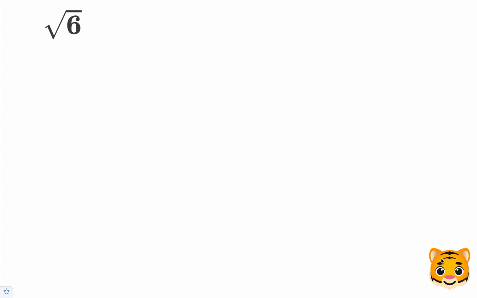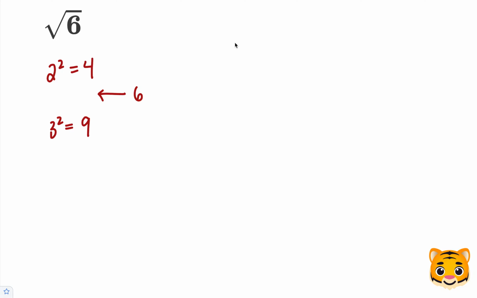In this example, we will be evaluating the square root of 6. To do this, we want to look at perfect squares nearby to 6. For instance, 2 squared is equal to 4, and 3 squared is equal to 9. So we can see that 6 falls between 4 and 9.